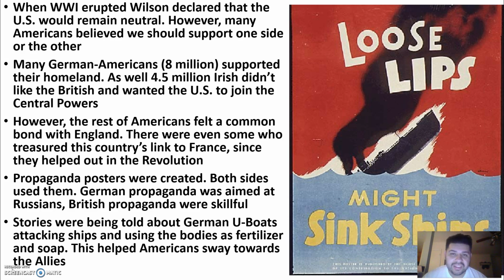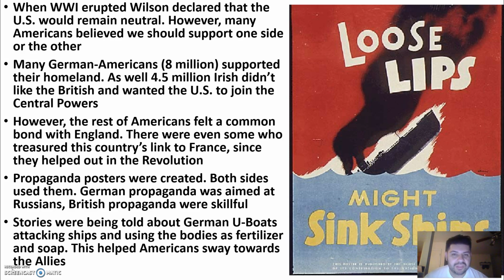However, the rest of America really felt a common bond with England, right? We got along with them. And then there were even some people who treasured our relationship with France, because you have to remember during the American Revolution, they helped us out. And now here they are in trouble. And it's like, well, they helped us out, let's help them out, kind of thing.